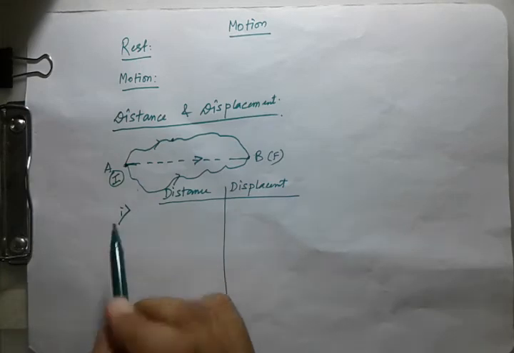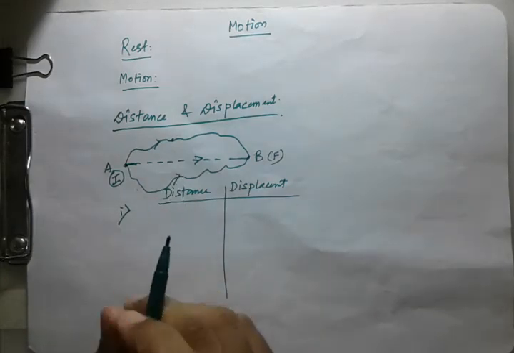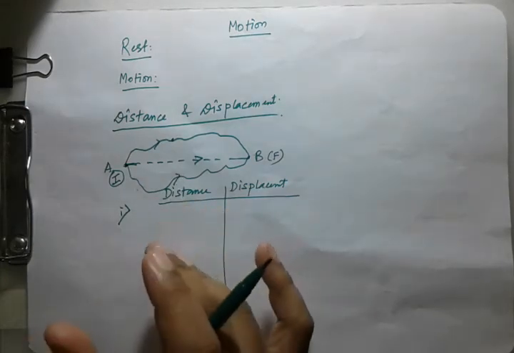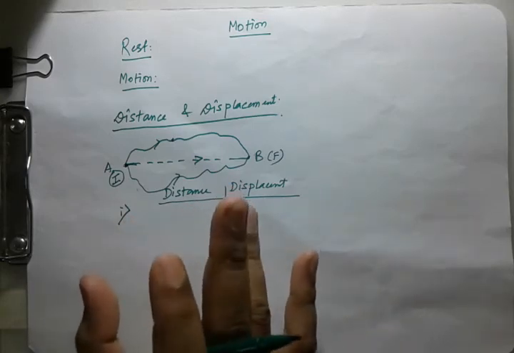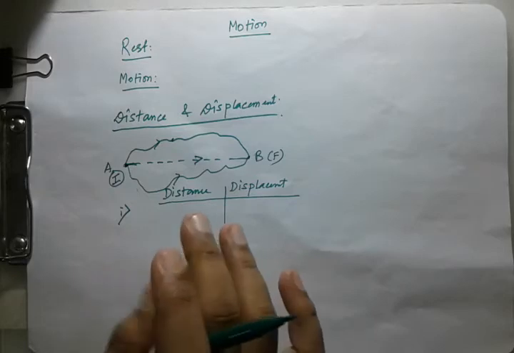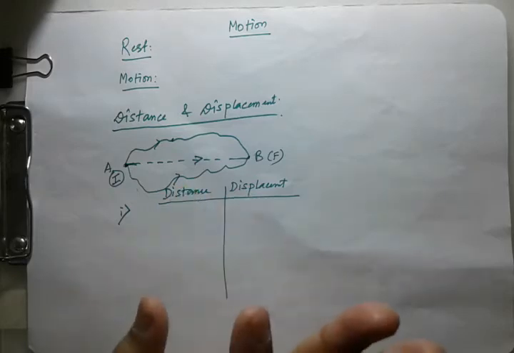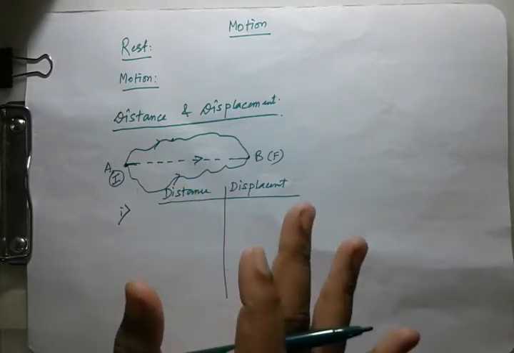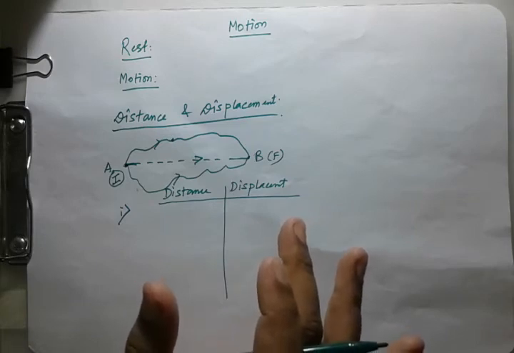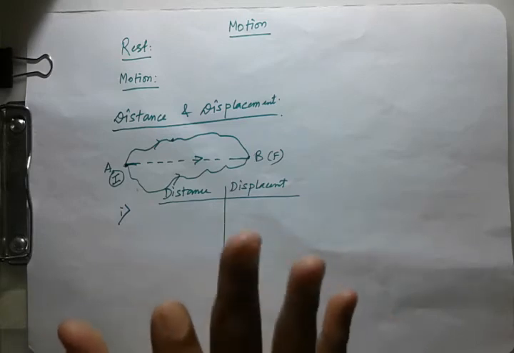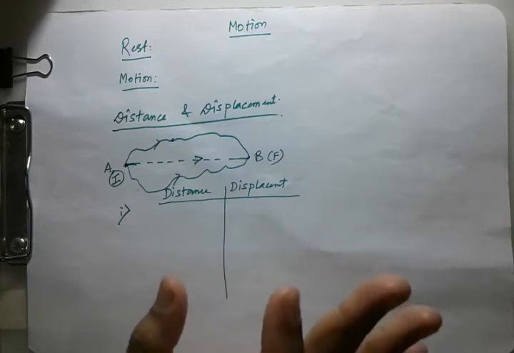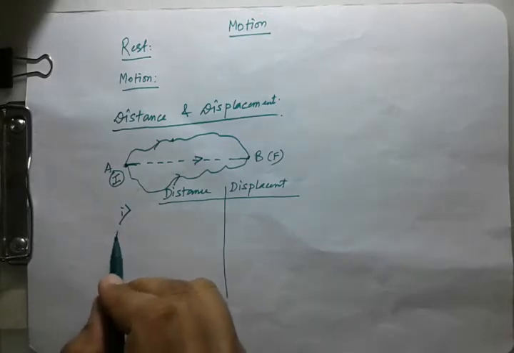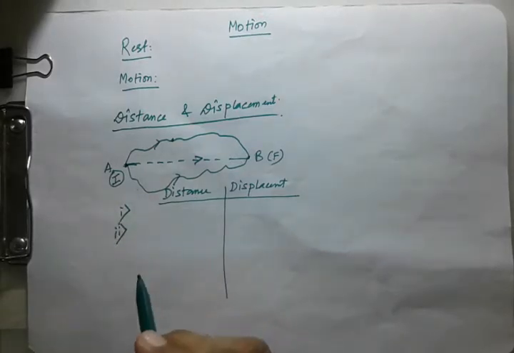So what is distance? Distance is the total path length covered by an object during a given time. And what is the displacement? Displacement is the shortest distance from the initial position to the final position of the object during a given time. That is the displacement.